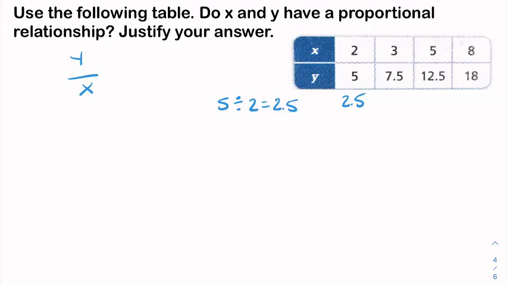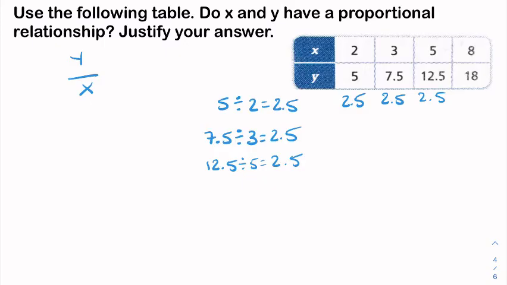Let's take the next entry. 7.5 divided by 3. That also gives us 2.5. That's the unit rate for the second one. We're looking good so far. Let's take a look at the third entry. 12.5 divided by 5. That also gives us 2.5. So it's looking proportional because all of the unit rates are the same.